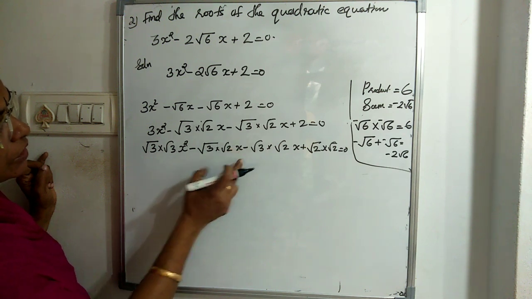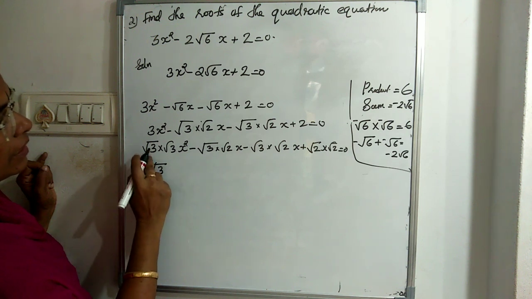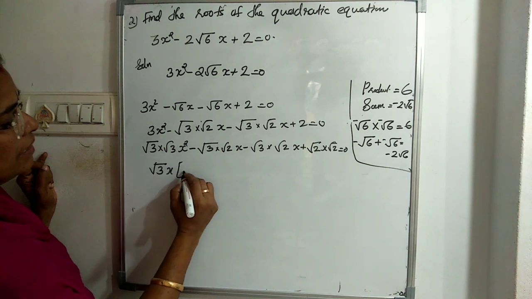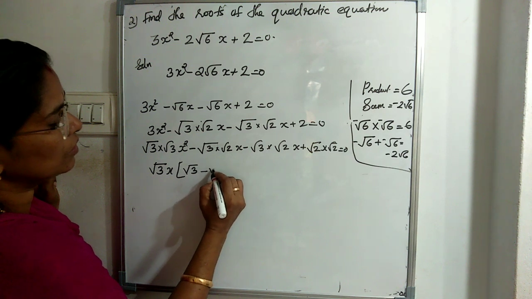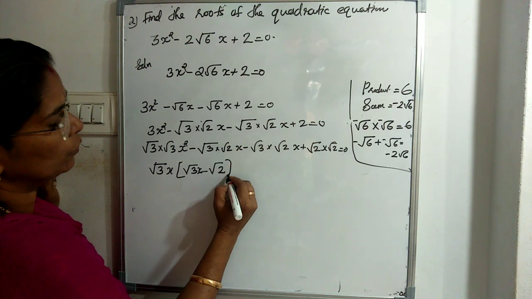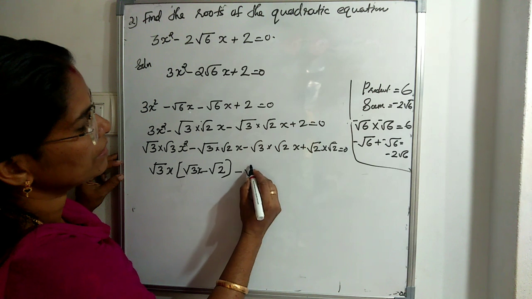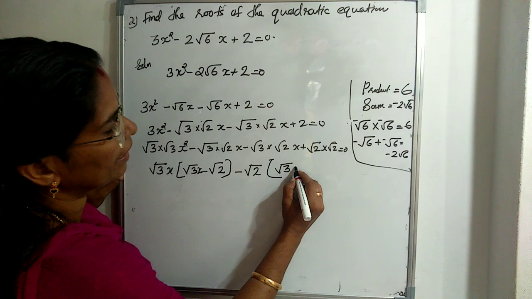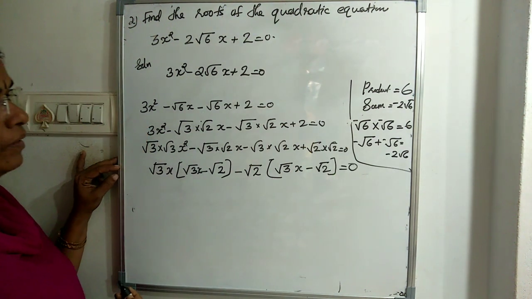Now look, from the first two terms we can take √3x common. √3 is here, here also √3, x² and x, so we can take x common. Then the balance here is √3 itself. Minus, here it is √3 and x also there. Here minus √2. Again from here what can we take? Minus √2 we can take. Then inside the bracket √3x − √2, that is equal to 0.